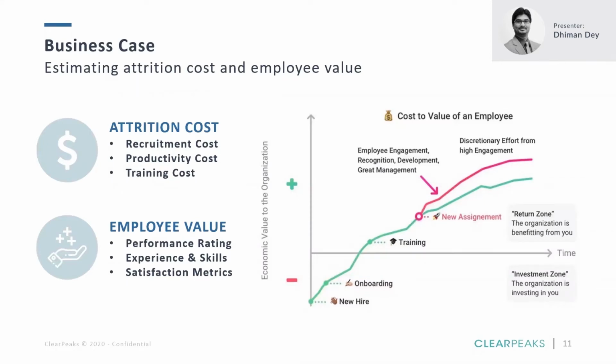And after that onwards, it's basically called the return zone. So we basically try to understand how this can be optimized, how we can lower the investment zone or the investment impact as much as possible and increase the return zone as much as possible at the same time.